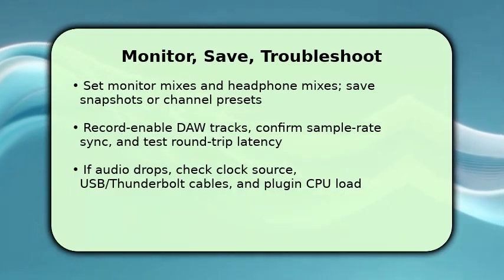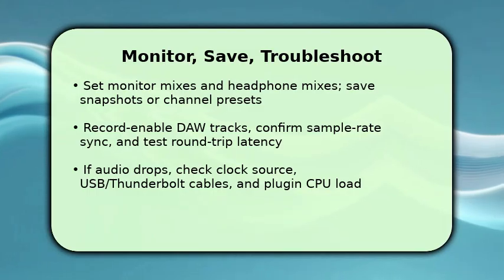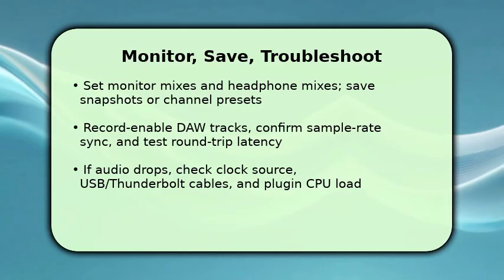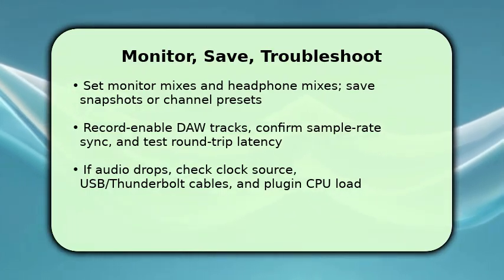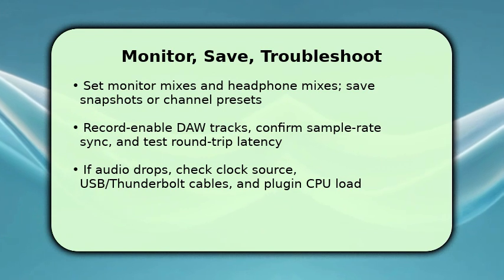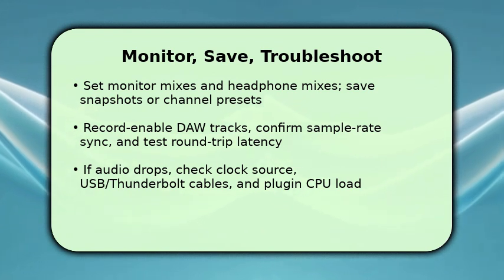If something goes wrong, first check the clock source and sample rate mismatch, then inspect Thunderbolt/USB connections and restart the console app. Also watch plugin meter and CPU. Bypass heavy plugins to isolate dropouts and restore stable operation.